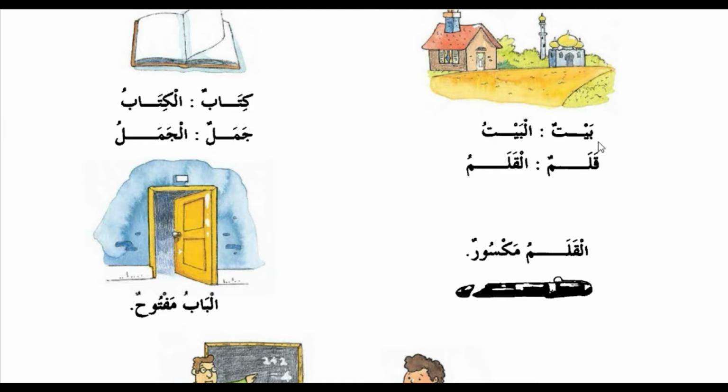Okay, so here we have baytun, al-baytu, qalamun, a pen, القلم the pen, كتاب a book, الكتاب the book, جمل camel, الجمل the camel.